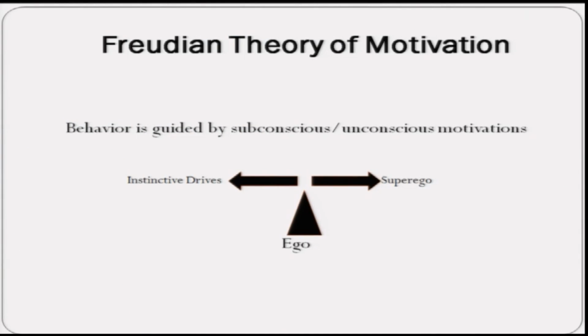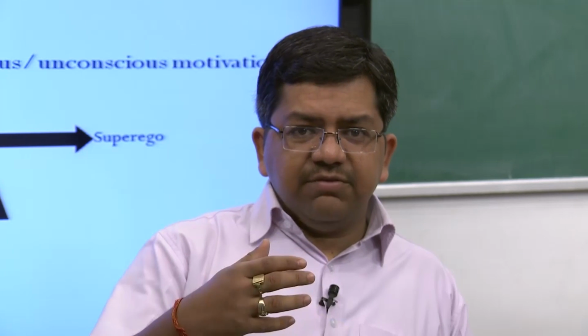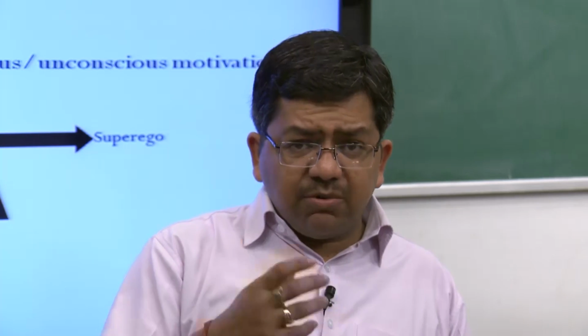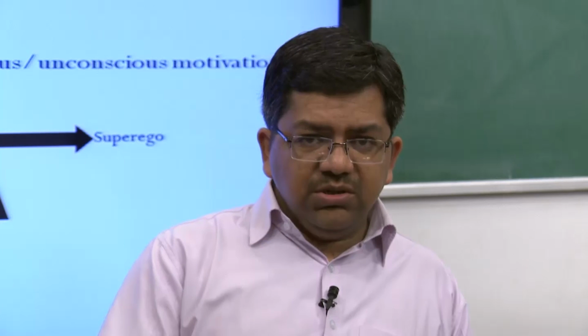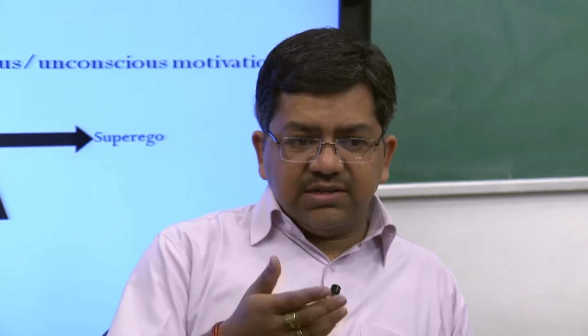The first theory, the Freudian theory of motivation, talks about the 3 levels of an individual consumer. The basic argument behind this theory is that behavior is guided by subconscious or unconscious motivations. So, it talks about the 3 levels of information processing: something which is visible, that is super ego. Then in between, which is subconscious, is ego, and then something which is not known even to yourself is the unconscious, that is instinctive drive.